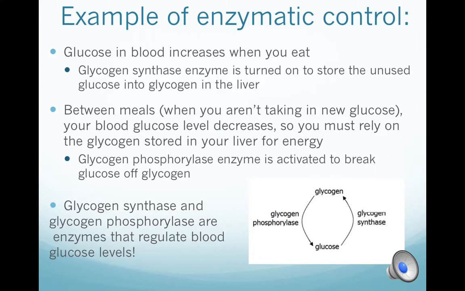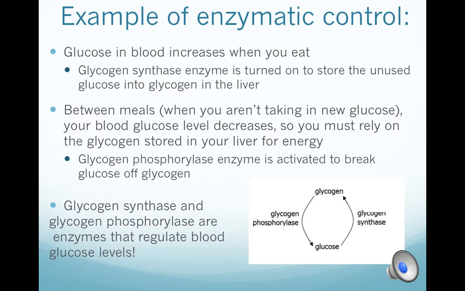When you aren't taking any new glucose in, so between meals, your blood glucose level is going to decrease and you're going to start to run out of energy for your cells. Well, that energy that you stored earlier can now be used by taking the glycogen out of your liver, breaking off those glucose monomers like we talked about before, and then releasing the glucose into your bloodstream to be broken down for energy. Glycogen phosphorylase is the enzyme that's going to be activated now.